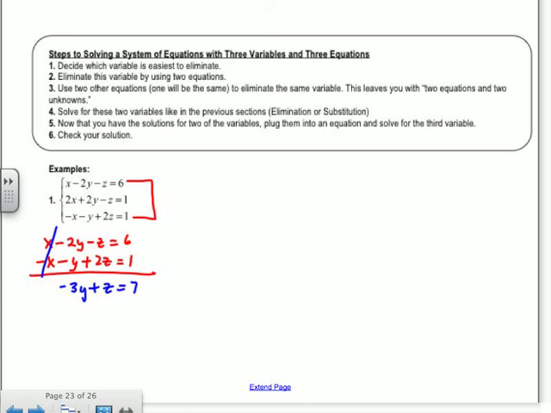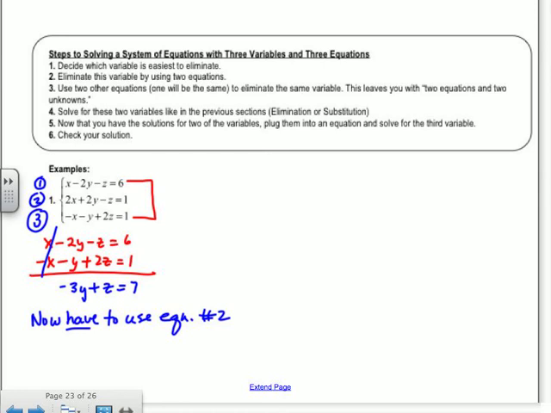Now that I've used the first and the third equation, I have to use the second now. So now you have to use equation number 2. You can number them if you want, 1, 2, and 3. Because if you just use 1 and 3 again, you're going to get the same equation, or 3y minus z equals negative 7, right? Okay, so I have to use equation number 2.